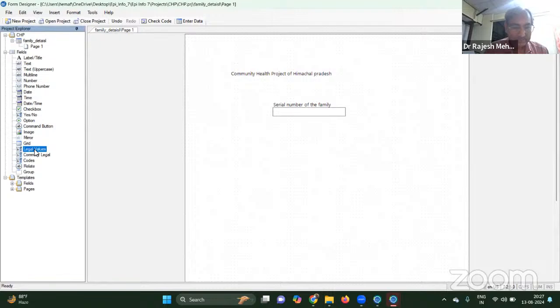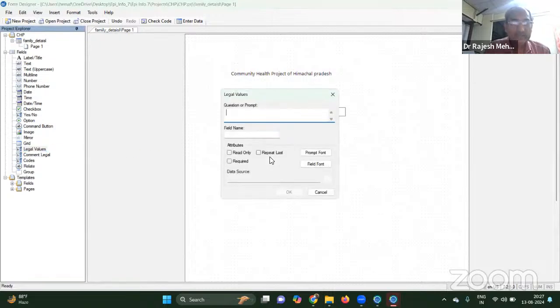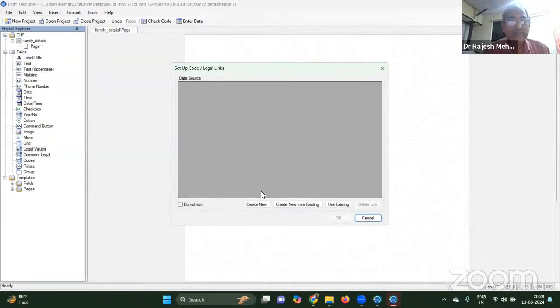The legal values, for example, if you keep it over here, you can have gender. Right? Gender of head of family. And here you can say the gender only. And here you may skip the required, but data source you need to give. And when you don't have a data source, if you have, let's say, surname, you have 1,000 surnames with you, you can use existing data, give that database name, and automatically it will be taken over here. And because we don't have right now, we are creating new one.